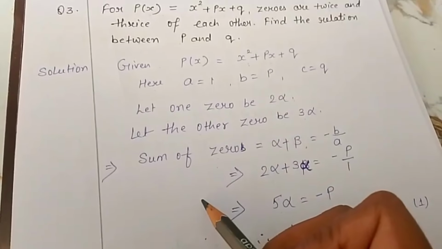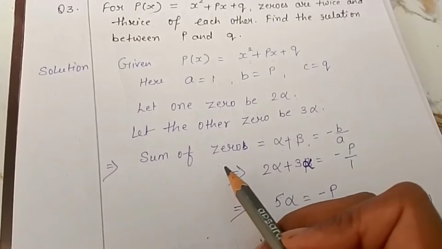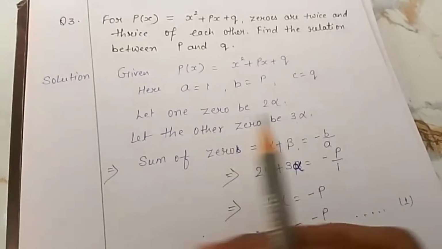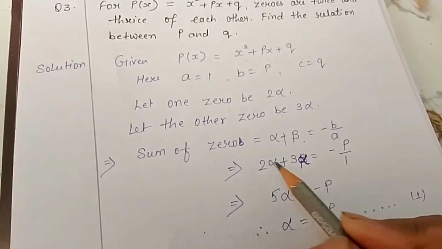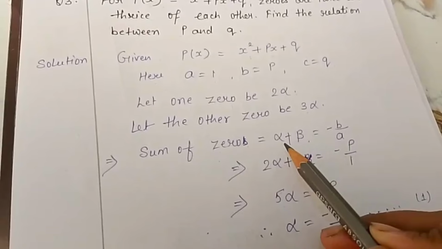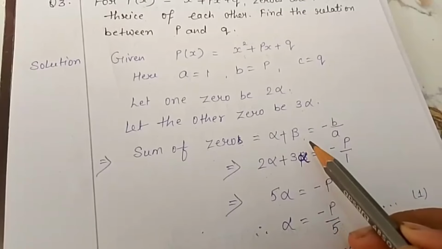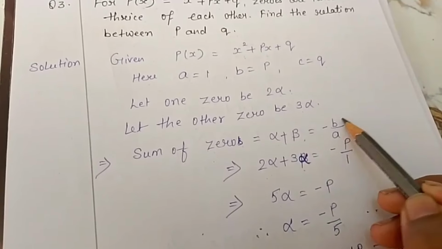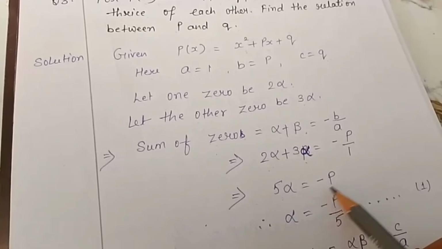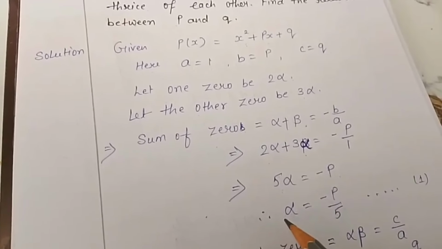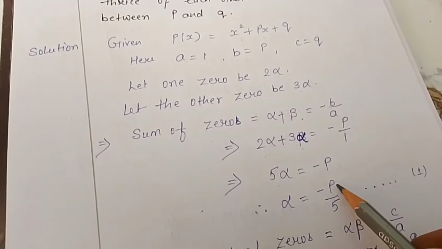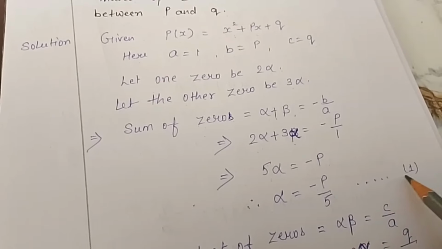Now let us use our relationship formula to connect p, q and alpha. First one, use the sum relationship, so that sum of zeros is equal to alpha + beta. Here alpha value is 2 alpha and beta value is 3 alpha. b is p and a is 1. So that 5 alpha = -p. Isolate alpha so that alpha = -p/5. Make equation number 1.